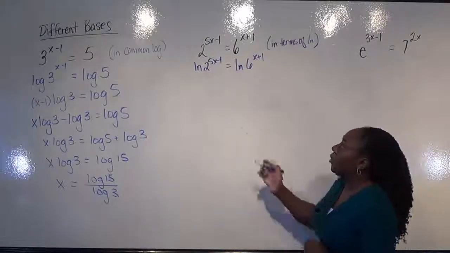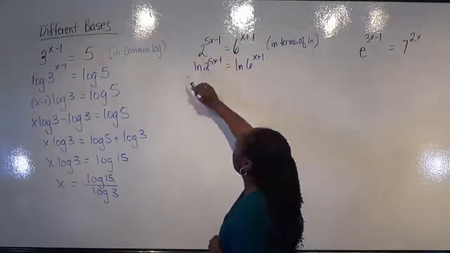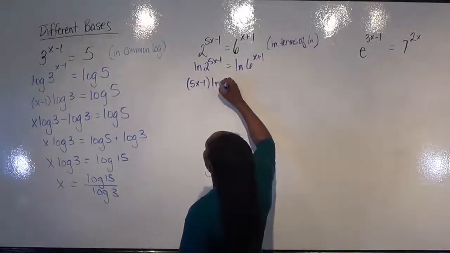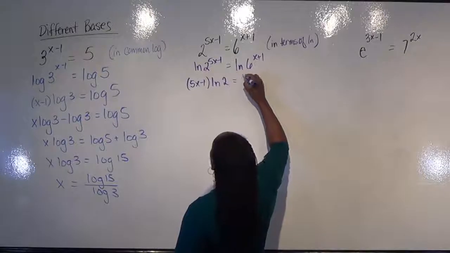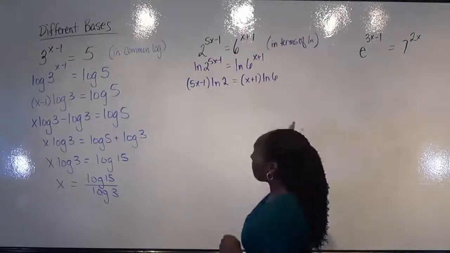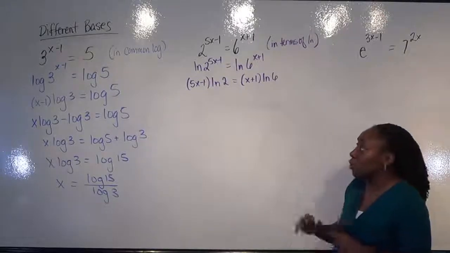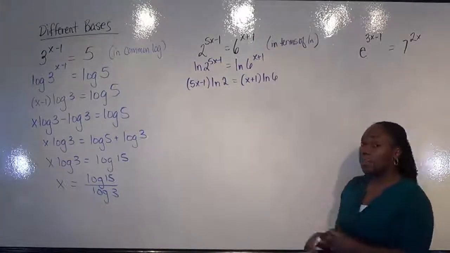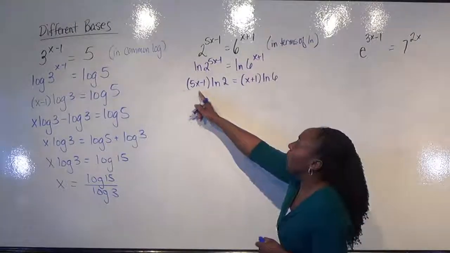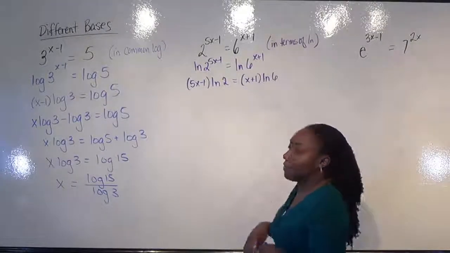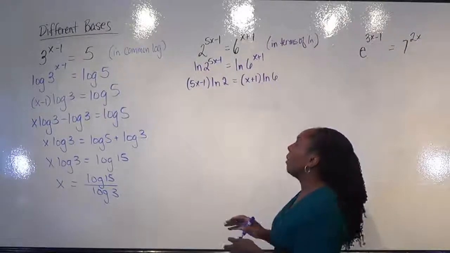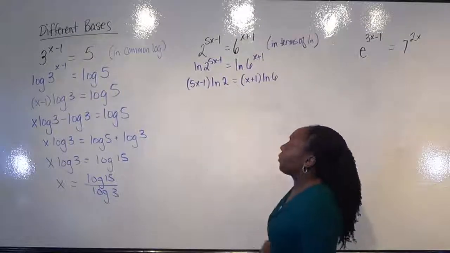Okay? Again, I can use my property to bring the powers down to a coefficient. And again, when I do that, notice I'm putting these in parentheses. That's because I need to multiply that natural log of 2 by both terms, and same thing with the natural log of 6. Again, a common error: people will leave this off and think 5x minus ln of 2, and then they'll try to solve, and they wonder why things go wrong. That's because you need to have those parentheses there.